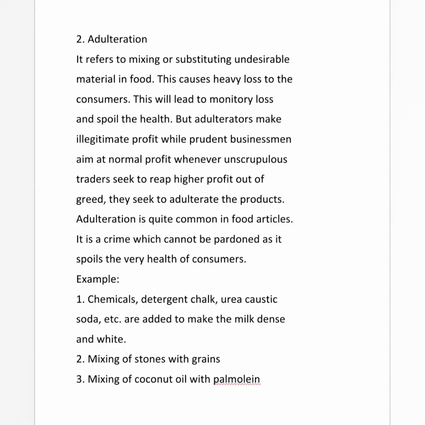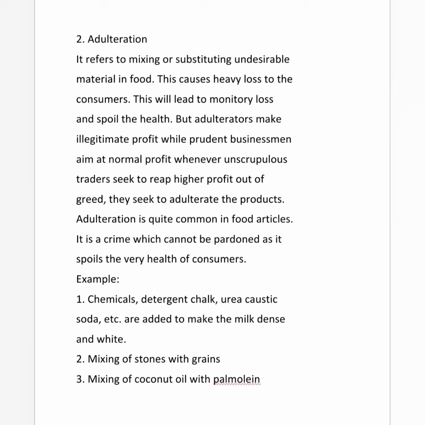Next, consumers are being exploited through adulteration. It refers to mixing or substituting undesirable material in food. This causes heavy loss to the consumers. It leads not only to loss but even to spoilage of health. Adulterators make illegitimate profit, while prudent businessmen aim at normal profit. Unscrupulous traders seek to reap higher profit because of their greediness. To earn more money, adulteration is quite common in food articles.